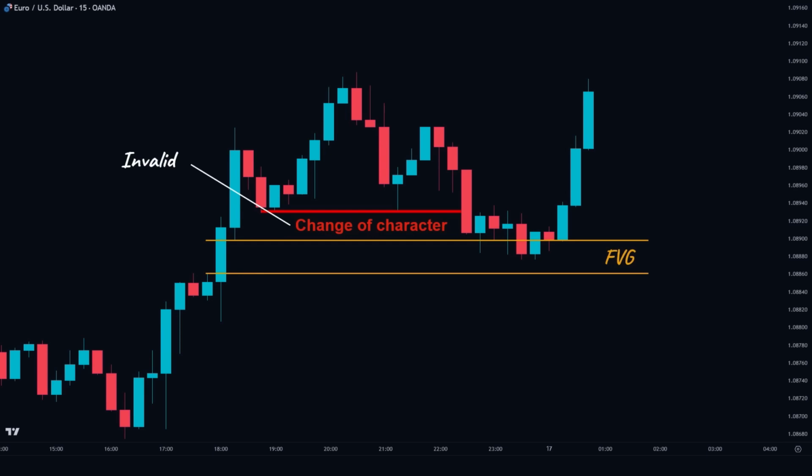In the next part of this video, we are going to talk about the market structure concepts, and how to combine them with liquidity to obtain a deeper understanding of price movements.